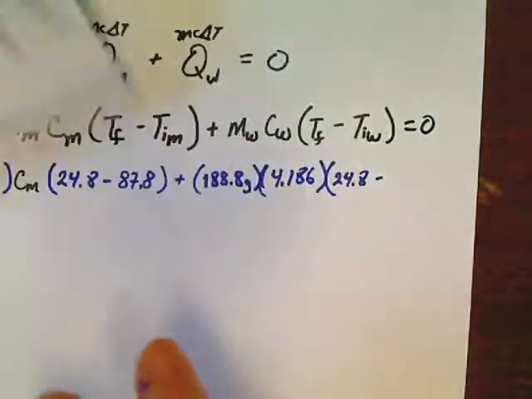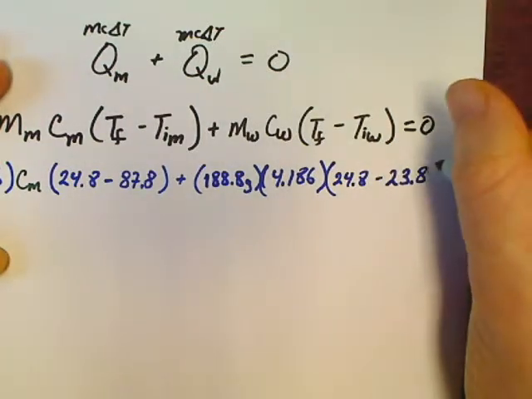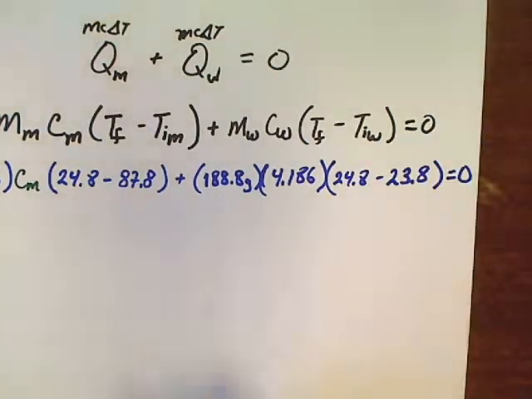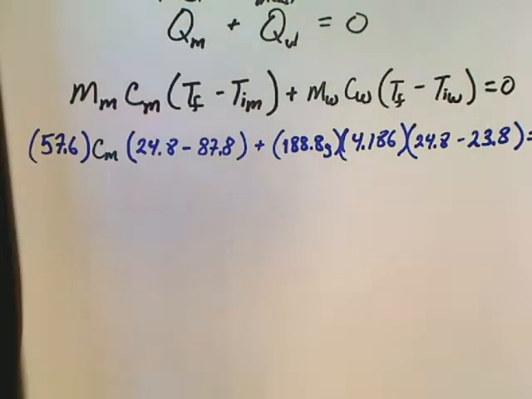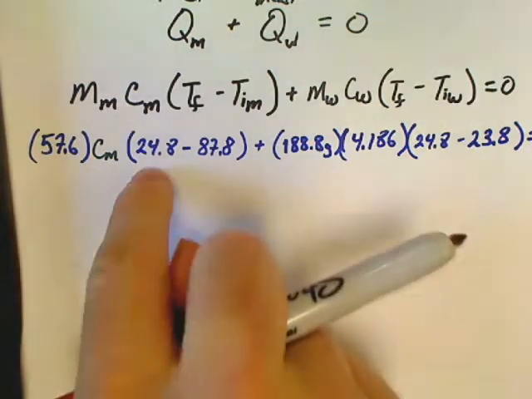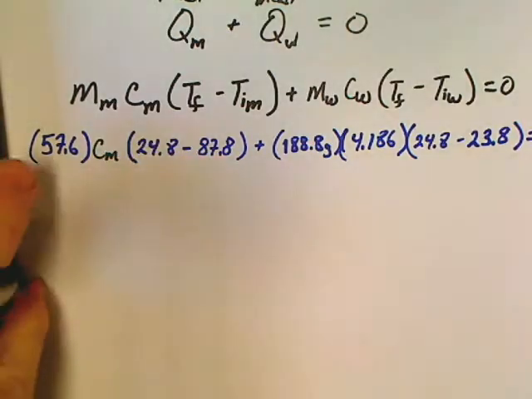Now I'm done with this. I don't need it. Minus 23.8 degrees Celsius. Everything's equal to 0. So I do need a calculator now. Here's where most people kind of mess this up. They get carried away. You've got to subtract the difference between these two before you do any multiplying.